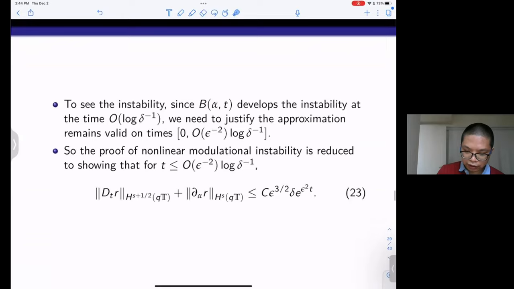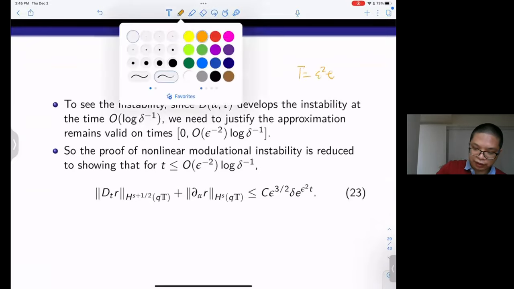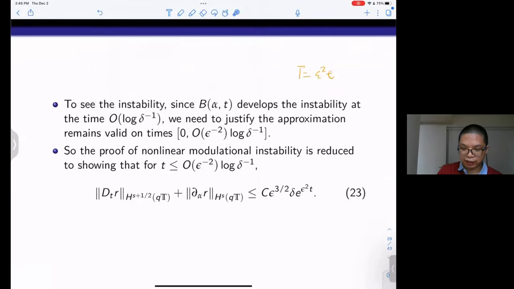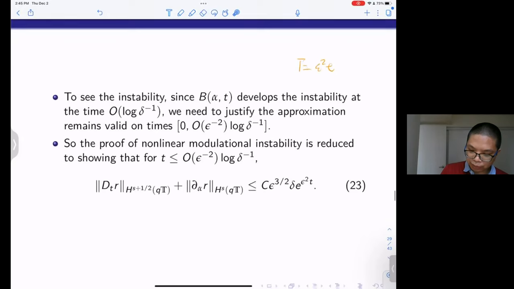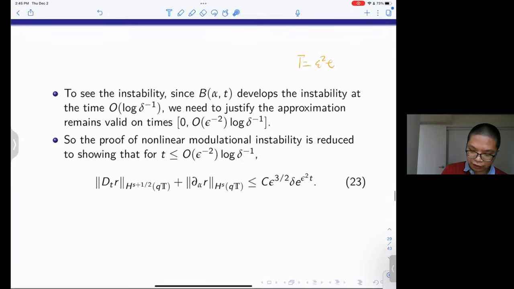All right, also repeating myself. In the NLS problem, in order to see the instability, I need this log 1 over delta. Then from the modulational approximation, I hope to recall to you that I do epsilon t, such a scaling. So in order to see the instability in the water wave problem, we need to justify the approximation on this time scale. Okay, so with the approximate solution constructed above and the error term given above, we can prove the following estimate on this time scale.